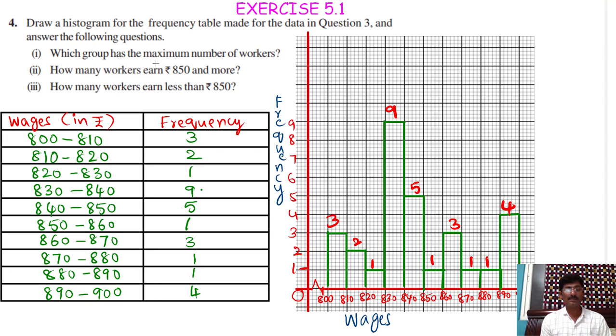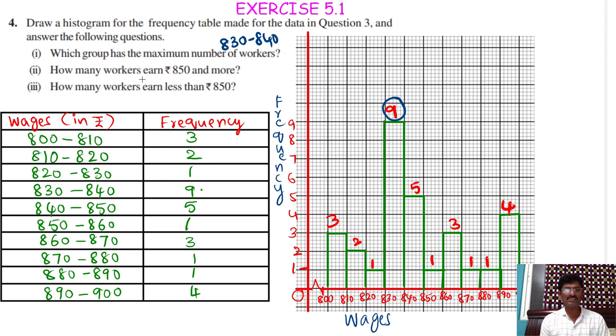Which group has the maximum number of workers? Now if you observe, the highest frequency we have is 9. So which group? The 830 to 840 group. This rectangle corresponds to the 830-840 group. The answer for the first question is the 830 to 840 group.